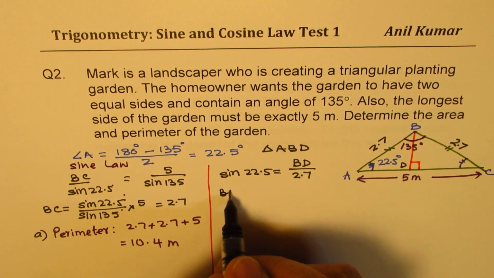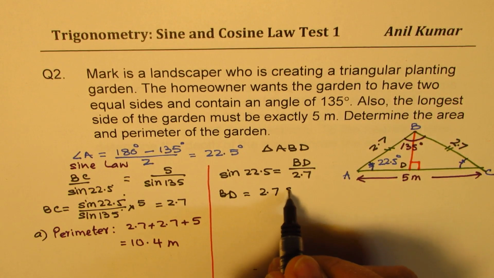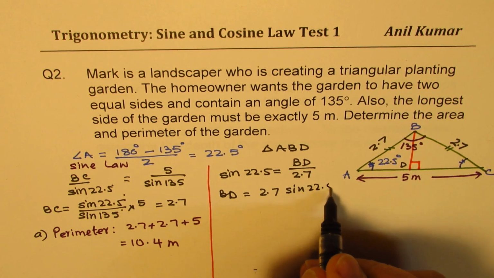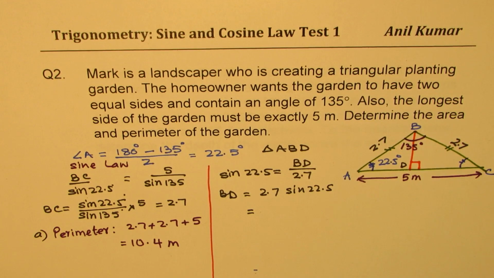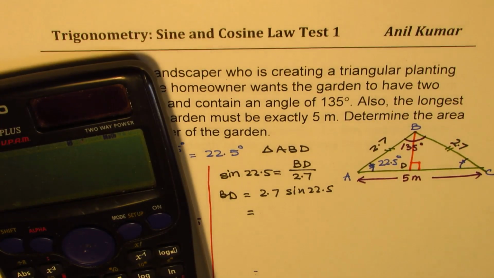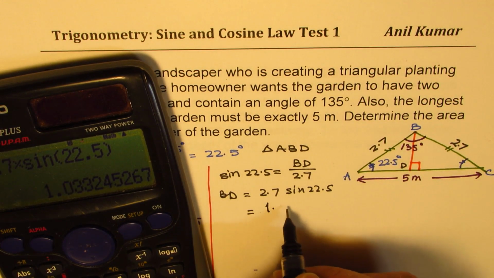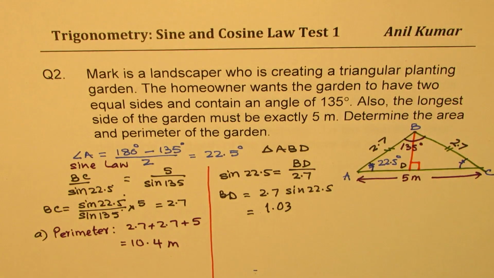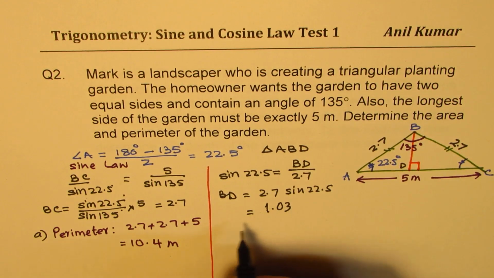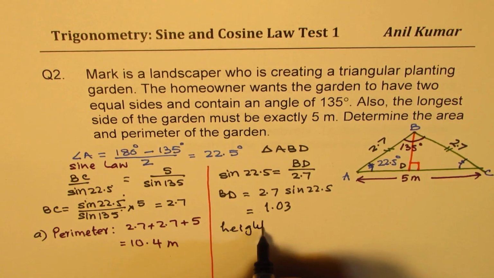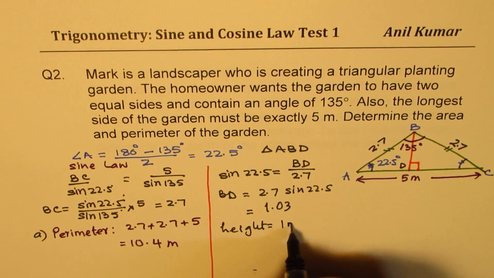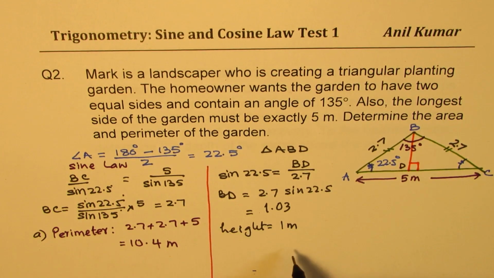So BD is basically equal to 2.7 times sine of 22.5 degrees. That gives us 1.03. Let's keep it 1, right? So we'll just take it as 1. So height equals 1 meter. So from here we can find the area of the triangle.